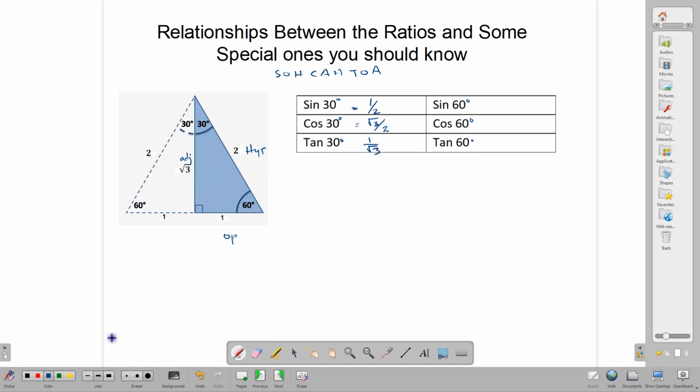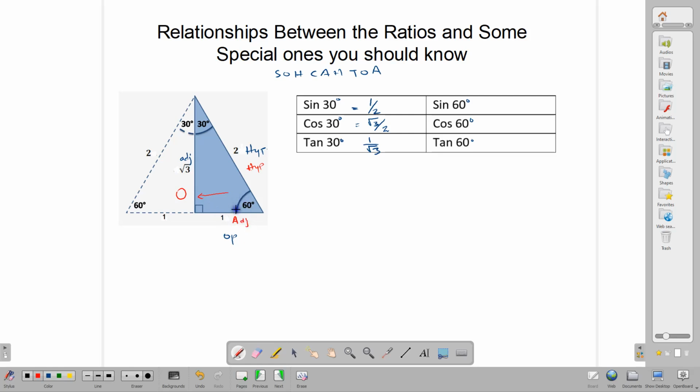Let's look at the 60-degree angle now. For the 60-degree angle, this side is right across from it, so this side is the opposite to this angle. This one is still the hypotenuse. So the hypotenuse doesn't change, but the opposite will change depending on which angle you're talking about, and adjacent will change depending on which angle you're talking about. Hypotenuse never changes. So this side now becomes the opposite to it, and therefore this side becomes the adjacent side to it.